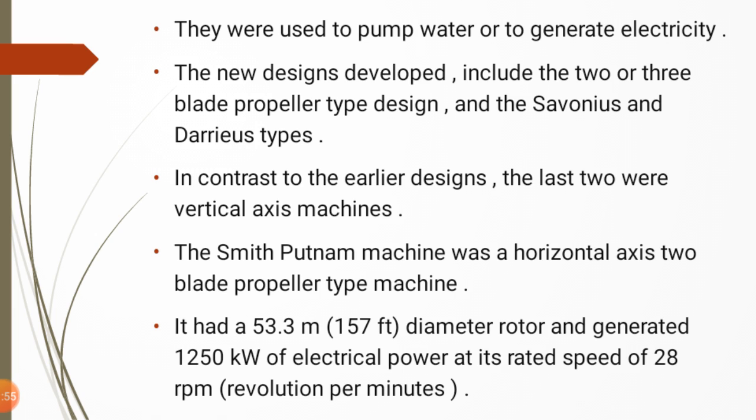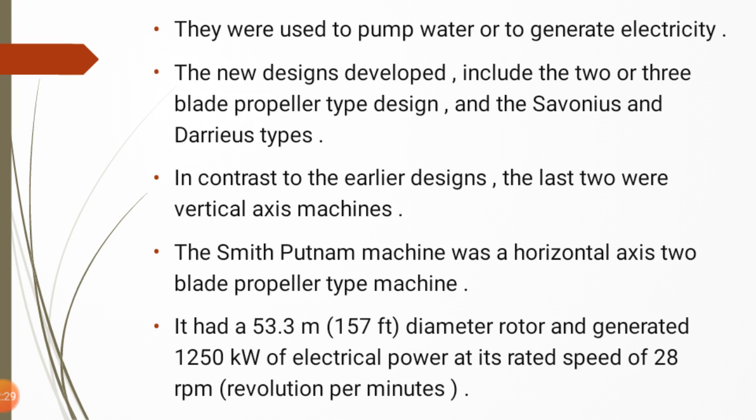The Smith-Putnam machine was a horizontal axis two blade propeller type machine. That is the name of that wind machine. It had a 53.3 meter, that is 157 feet, diameter rotor, and generated 1250 kilowatts of electrical power at its rated speed of 20 revolutions per minute.